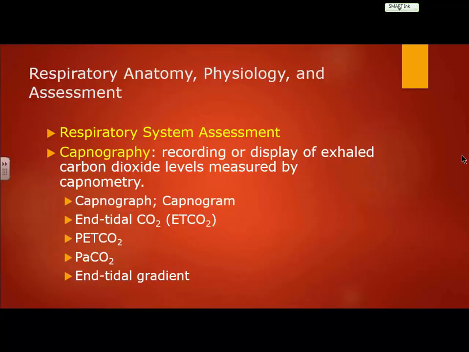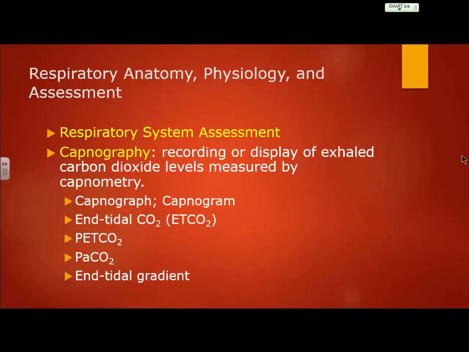Then there's these two terms here, and they are a little bit different, but they correlate together. You got your PETCO2, partial pressure of end-tidal CO2. Then you got your partial pressure of arterial CO2. When do you think you would see the PETCO2, the PET code? While we're breathing out. So we're actually measuring the amount of CO2 or the pressure of CO2 that's being exerted on the air that's coming out, right? Where would you read PaCO2?